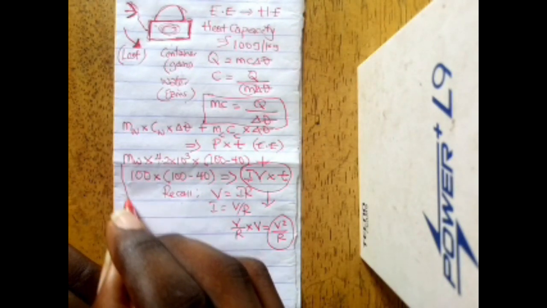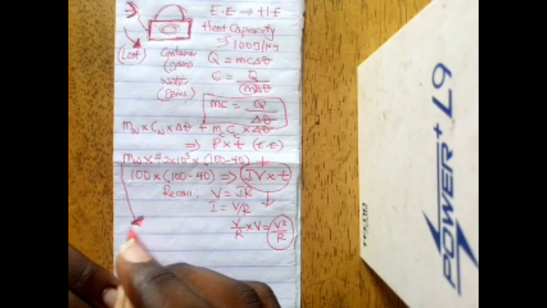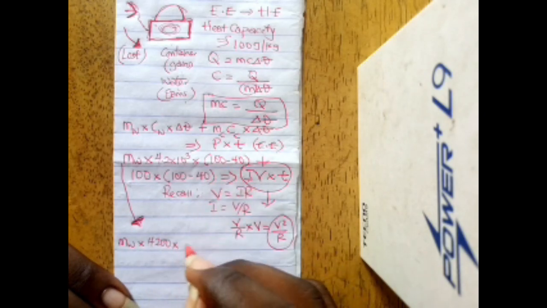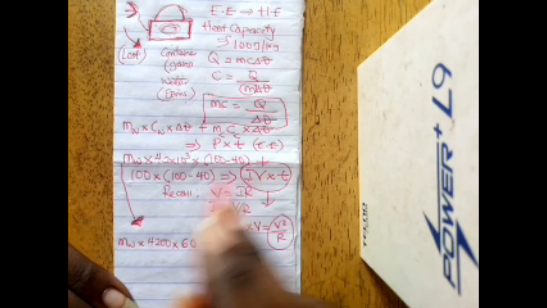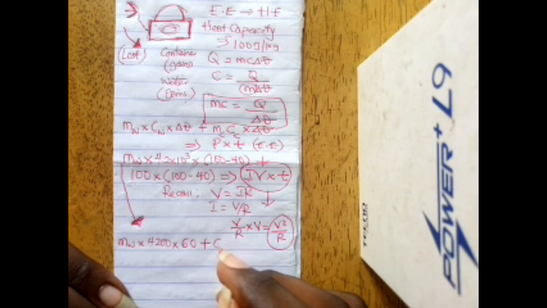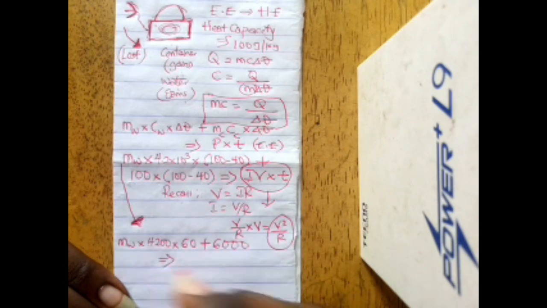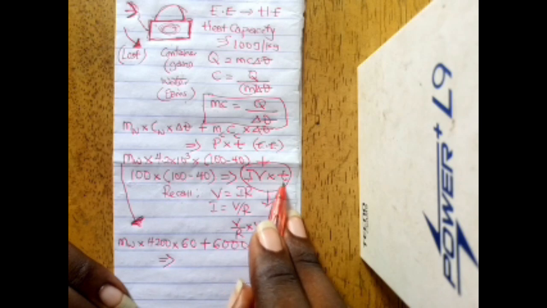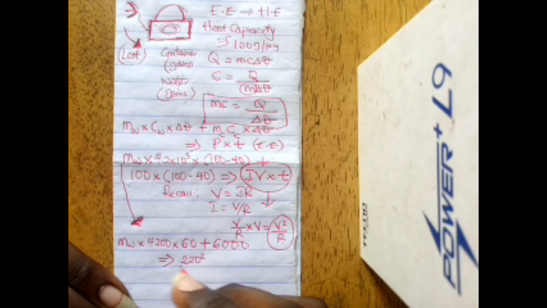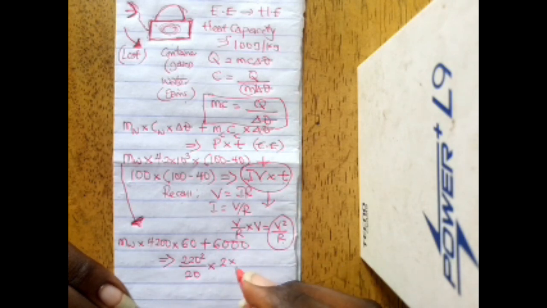So the mass of water, which we are asked to find, multiplied by 4,200, times 100 minus 40, which gives us 60, plus 100 times 100 minus 40. 100 minus 40 is 60, and 60 multiplied by 100 is 6,000, equals IV multiplied by T, which becomes V squared over R. Our V was 220 volts. Resistance was 20, multiplied by time. Time was 2 minutes. Convert 2 minutes to seconds.